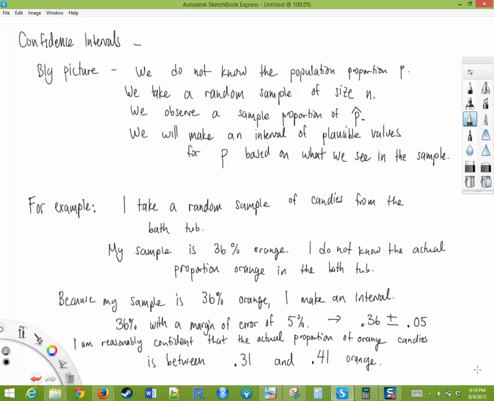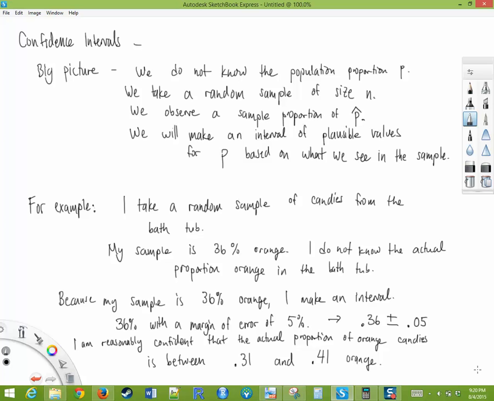So I created a range. We calculate the margin of error, and I'm going to show you how to do that in a moment. But in our case, we got 5%. So we're going to say 36 plus or minus 5%. 36 plus 5 percentage points takes me to 41%. 36 minus 5% takes me to 31%. So I'm reasonably confident that the actual proportion of orange candies is between 31 and 41% orange.